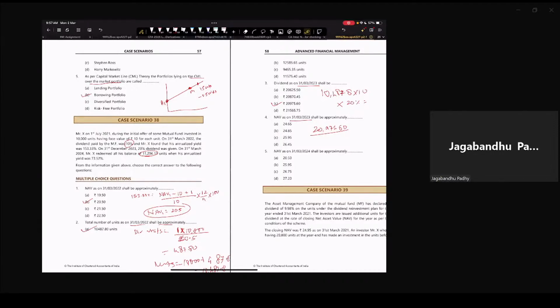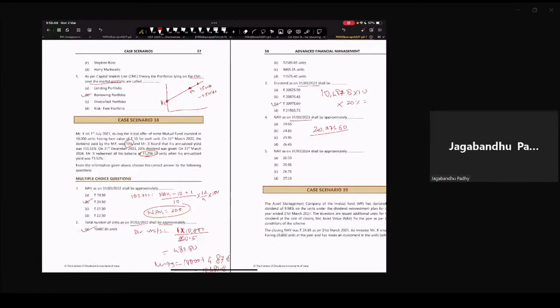Now we want it on 31st of March 2023. As on December 21st, it was given. NAV as on 31st March. So on 31st March, dividend was paid. X found that his annualized yield was this. Then on December 31st, 20% dividend was paid. Okay, so this should be some mistake. I think on December.